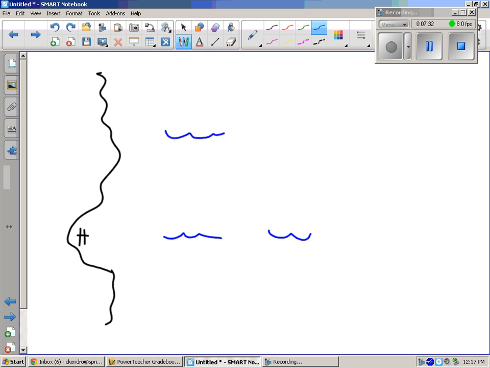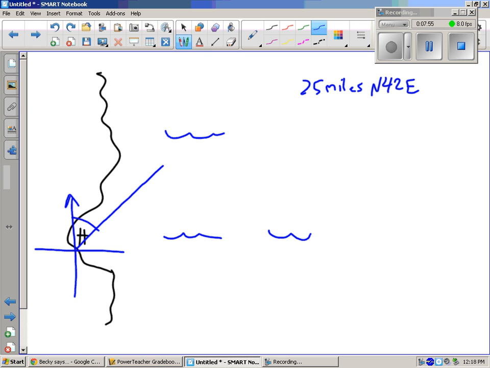They left the harbor and went for 25 miles on a bearing of north 42 east. Estimating from the harbor, here's your north, here's your east and west. So about 42 degrees from the north headed east would be approximately there. They started heading out to sea, and they went for 25 miles.